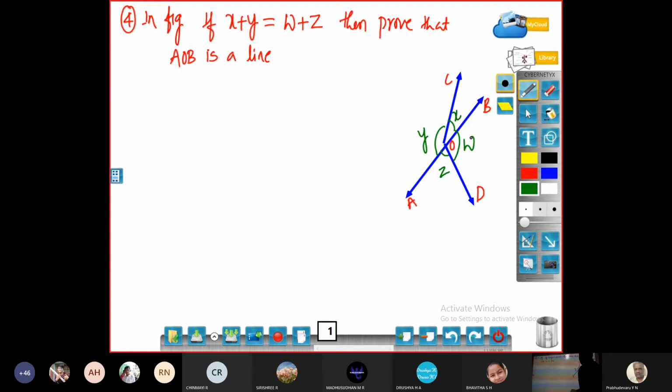We want to show that AOB is a line, which means we have to prove that the adjacent angles formed on this line sum to 180 degrees. If the sum of the two adjacent angles formed is 180 degrees, then the rays will be opposite to each other. That means OA and OB will be exactly opposite to each other. That concept you have to use here to prove that AOB is a line. Can anyone give me the idea how to do this?